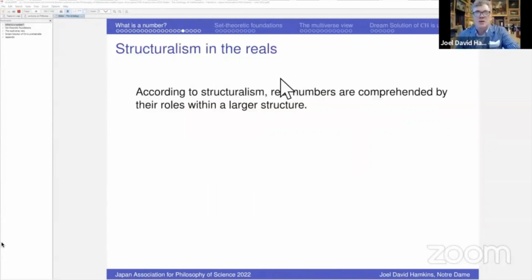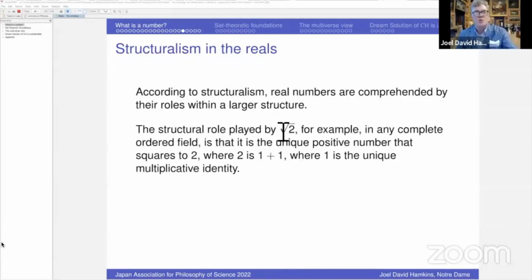So according to structuralism, real numbers are comprehended by their roles within a larger structure. The structural role played by the square root of 2, for example, in any complete ordered field is that, well, what is the square root of 2? It's a number, it's positive, and it squares to 2, but 2 is the number 1 plus 1, and 1 is the unique multiplicative identity. So we can say exactly what we mean by the square root of 2 in any complete ordered field.